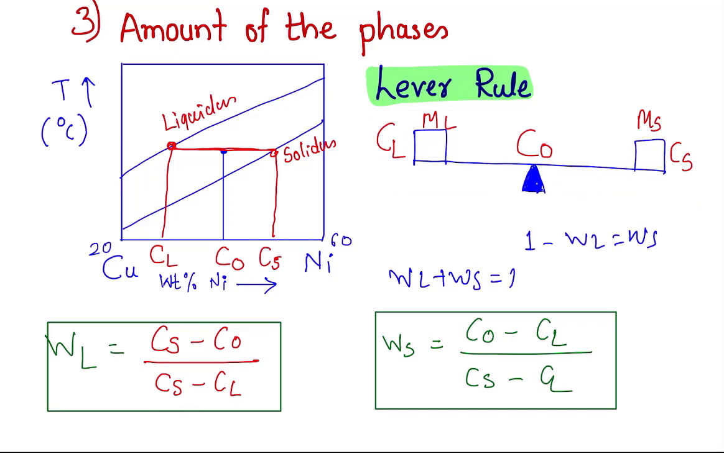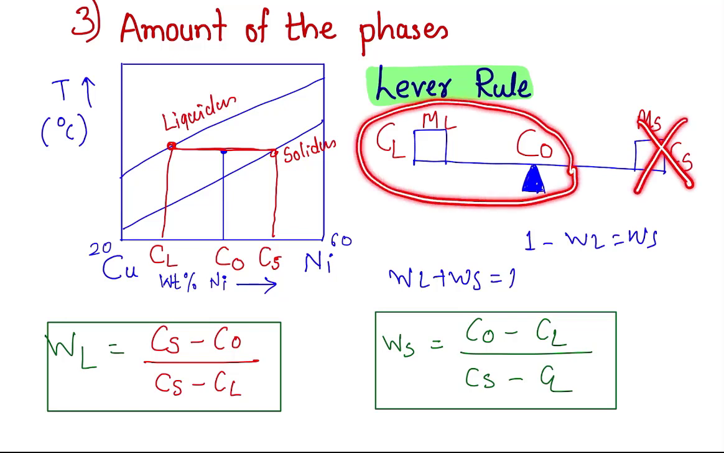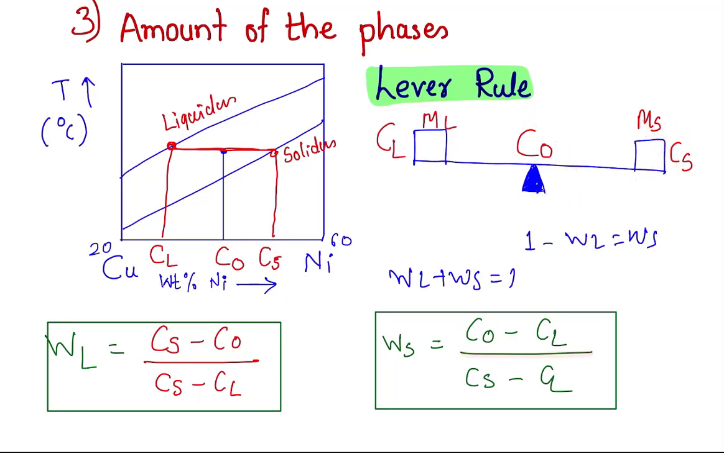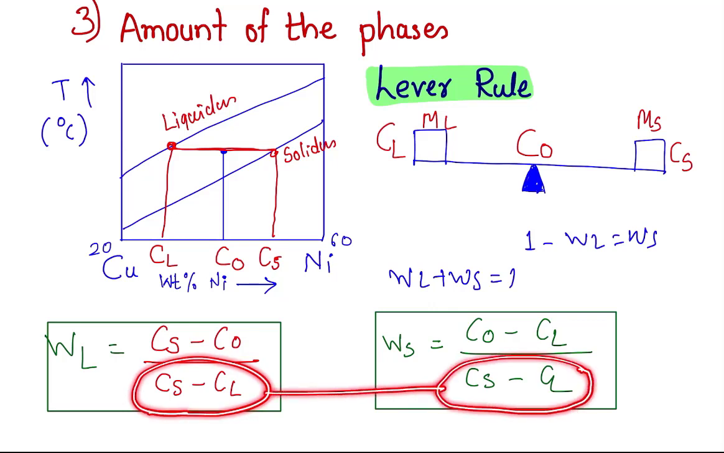Similarly for solid, if you take solid, you have to neglect this. So you are remaining with these two, C0 and Cl. Here Cl is smaller than C0, that you can see from the phase diagram also. So you have to subtract Cl from C0. So this has been shown here, and again denominator is highest concentration minus lowest concentration, Cs minus Cl. So you can see one thing here, that the denominator for solid and the denominator for liquid is the same, that is Cs minus Cl. There is only change in the numerator.